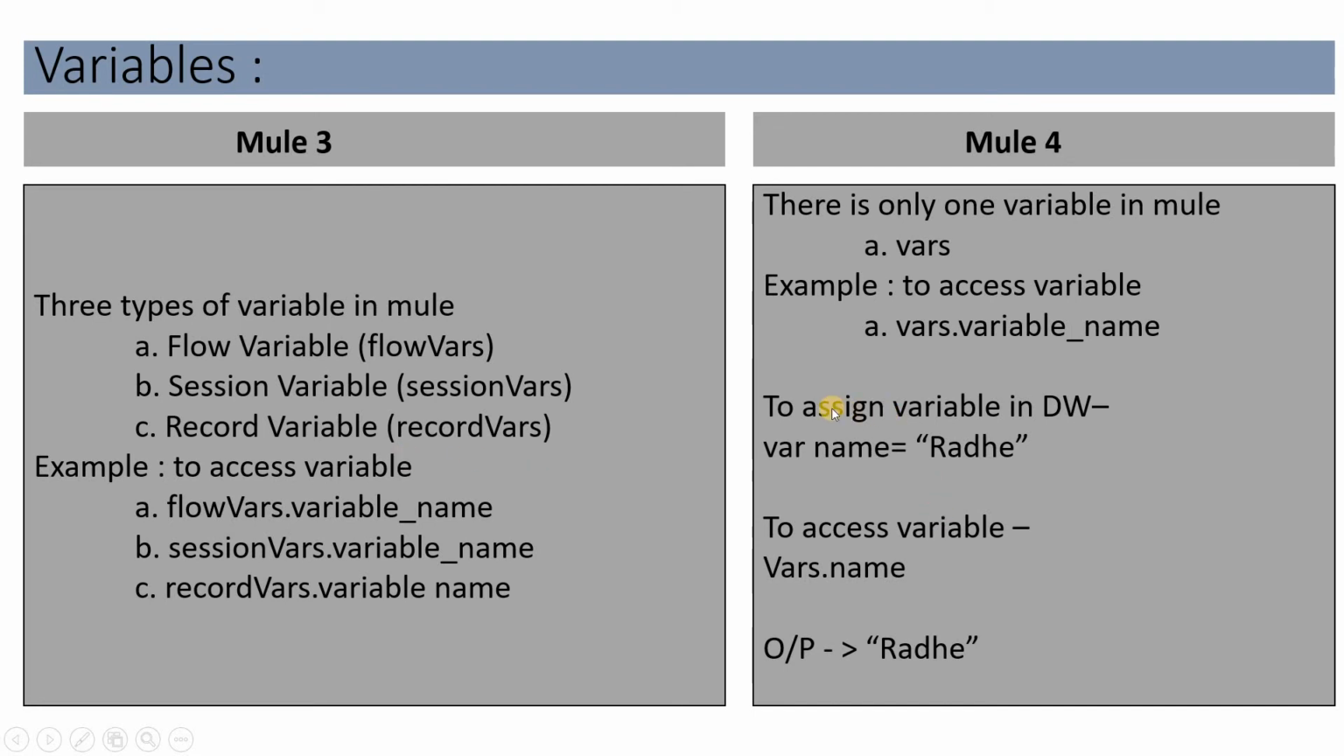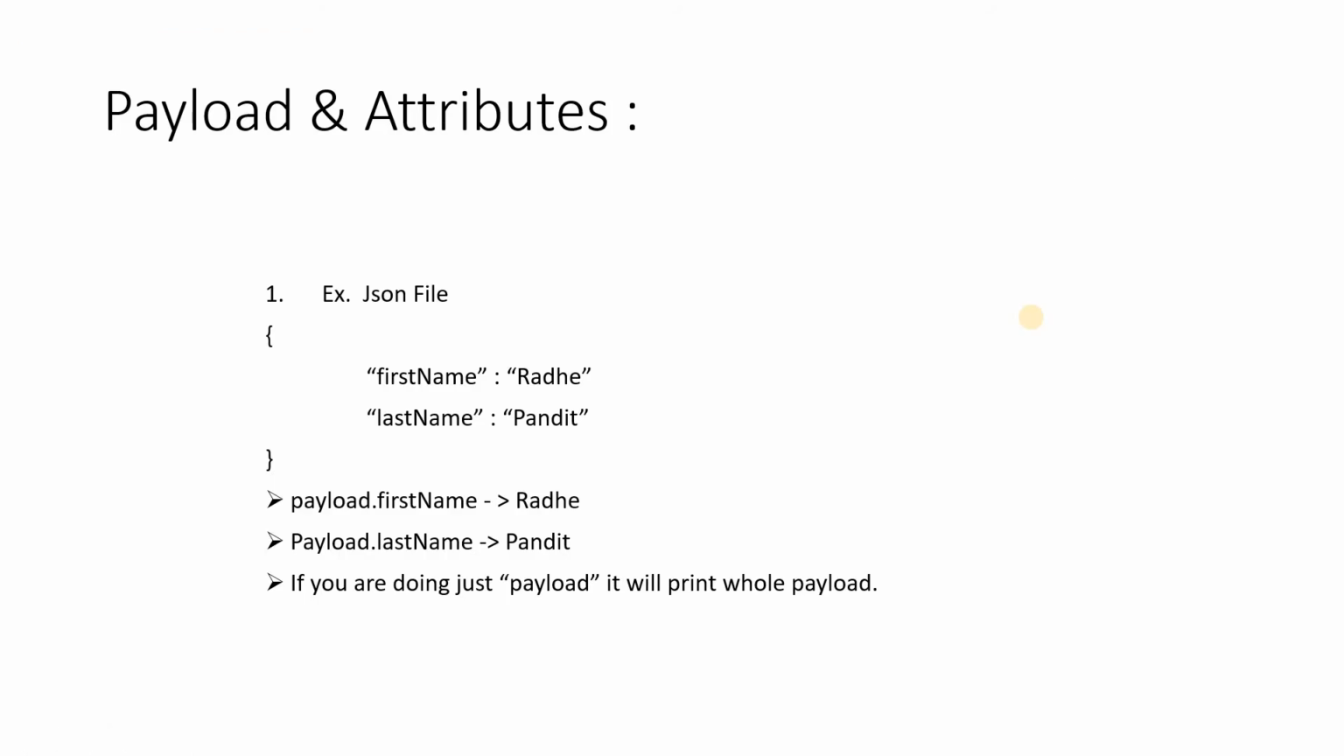So this is about the differences of Mule 3 and Mule 4 variables. Okay, let's come to the next part, the payload and attributes. Let me give an example of the payload, how we can access and configure it. This is an example JSON file, in which I have key value pairs.